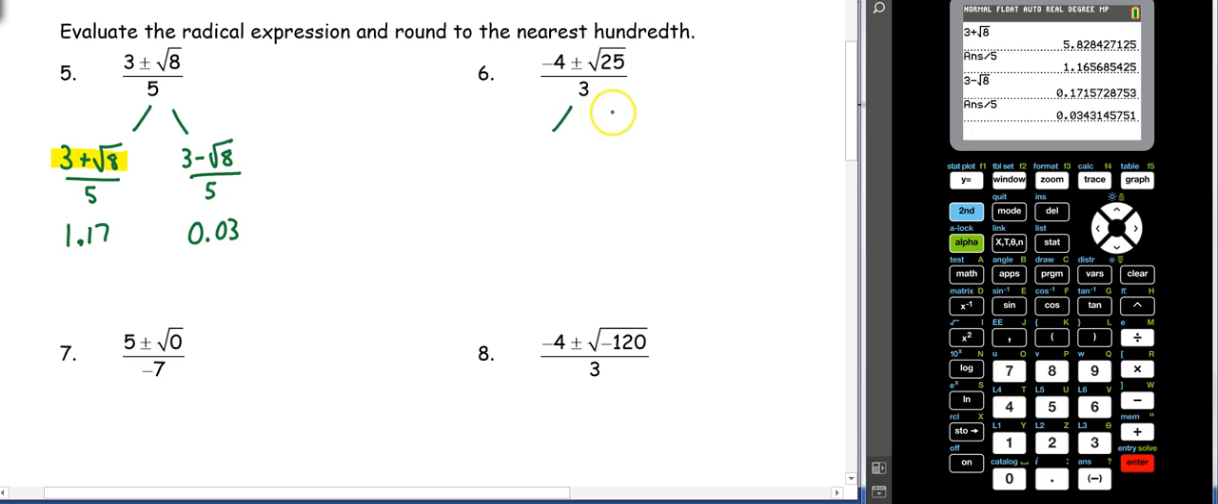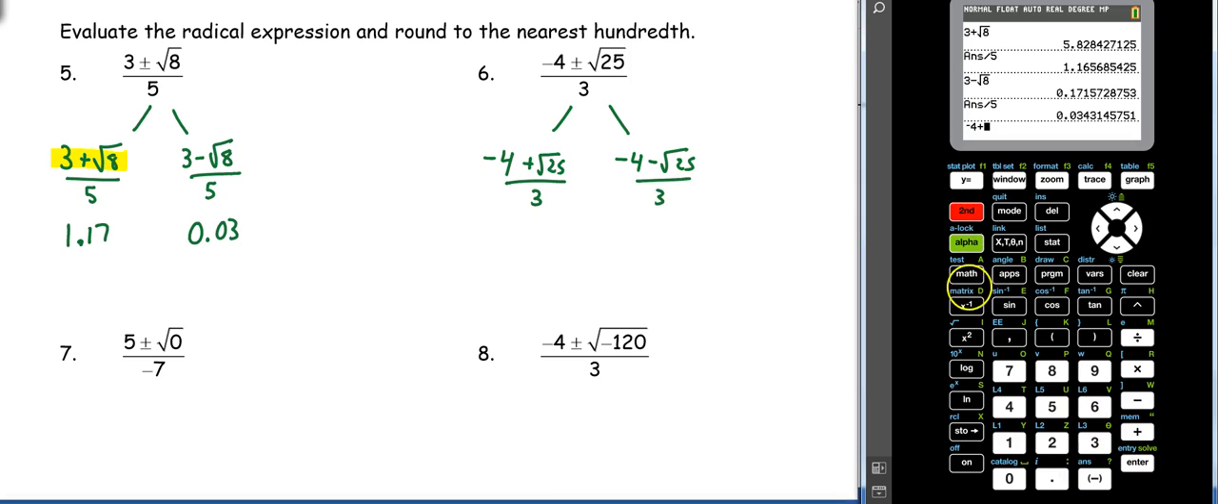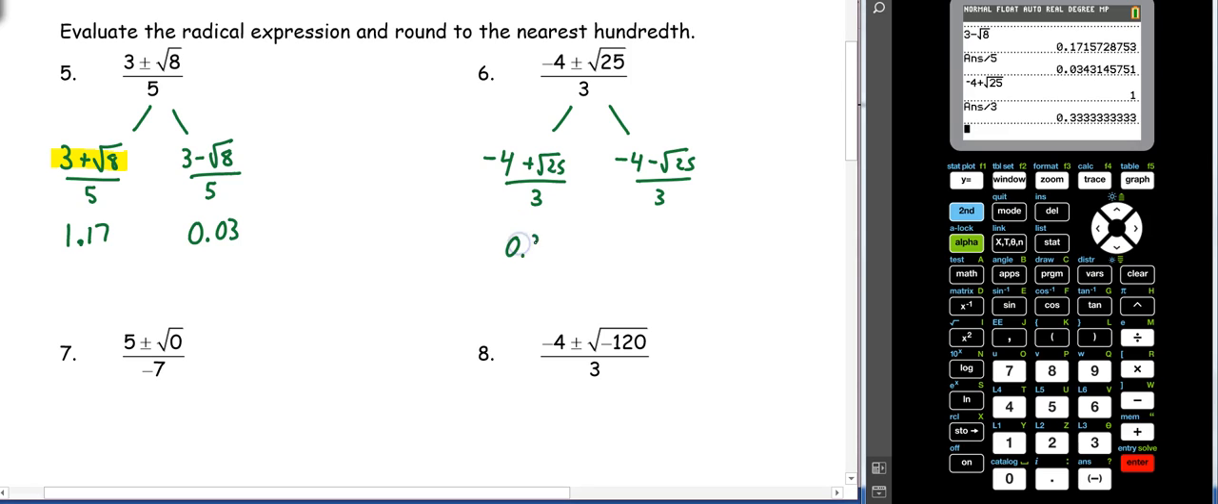Number 6, I'm going to do the same thing. I'm going to split it again. So -4 plus the square root of 25 over 3, and -4 minus the square root of 25 over 3. In the calculator, first I'm going to type negative 4 plus the square root of 25 and divide by 3, and I get 0.33. The second time I'm going to do negative 4 minus the square root of 25 divided by 3, and I get negative 3.